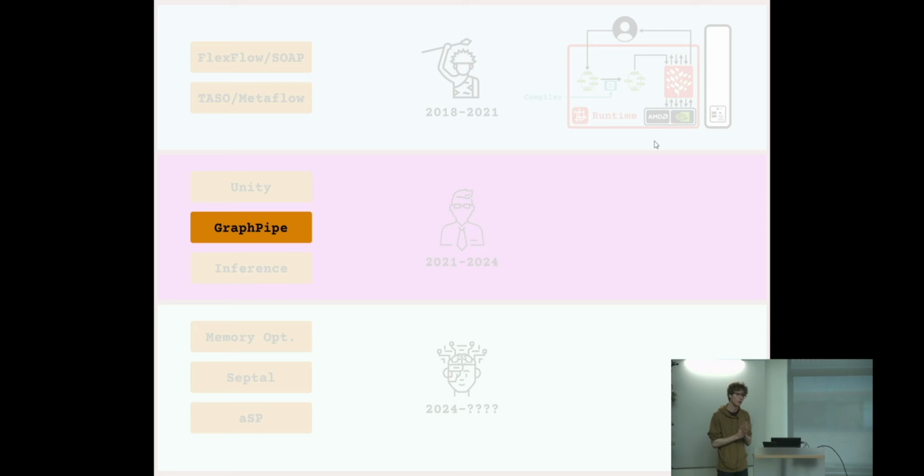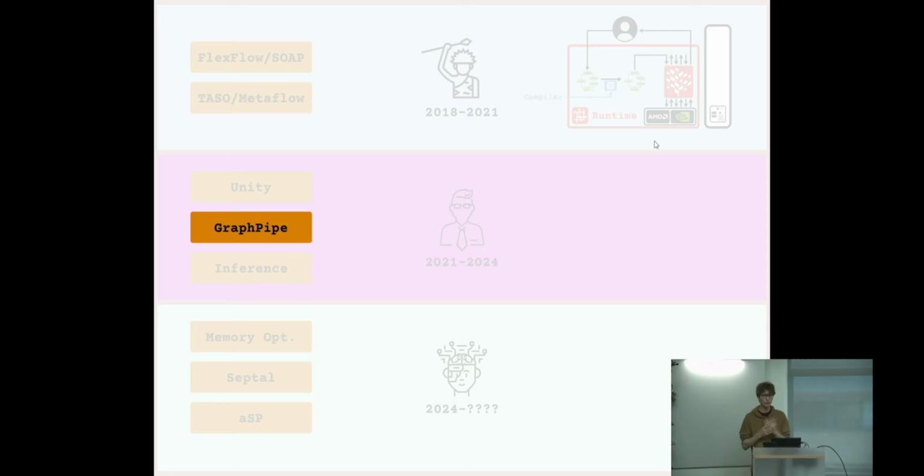So this is a recent paper that I believe was just accepted. Yes, I believe ASPLOS, yes. But essentially what GraphPipe does is it builds on Unity, uses the series parallel decomposition abstraction, but brings it to another problem that people run into, which is pipeline parallelism.